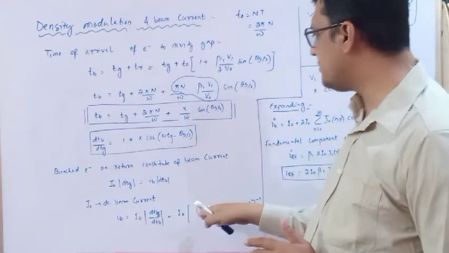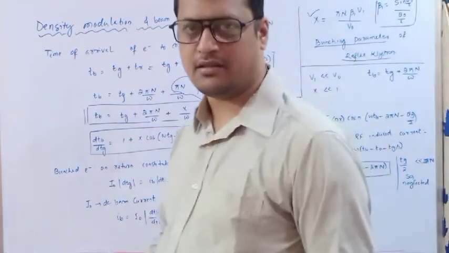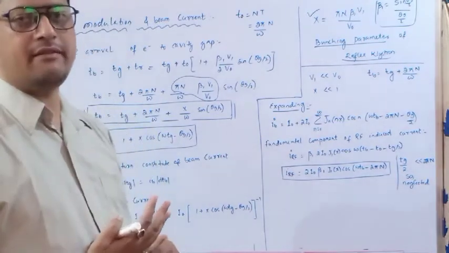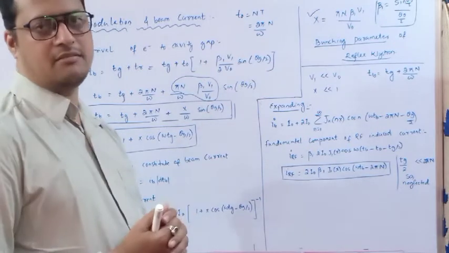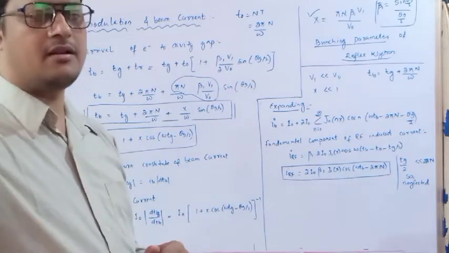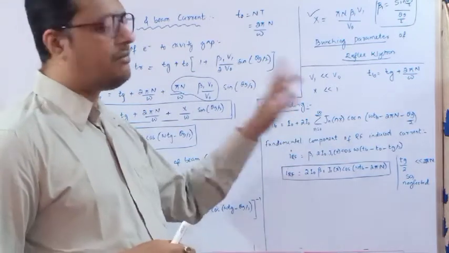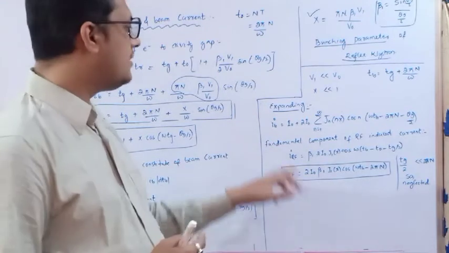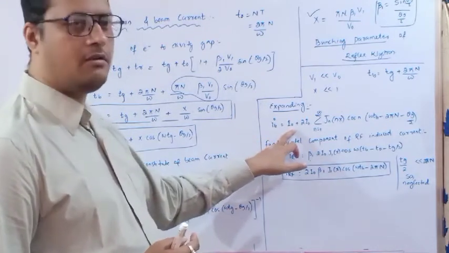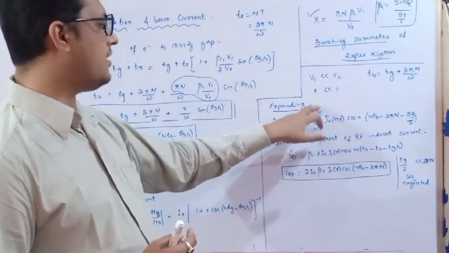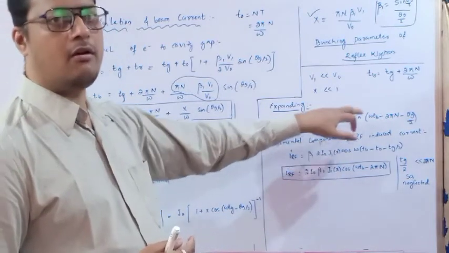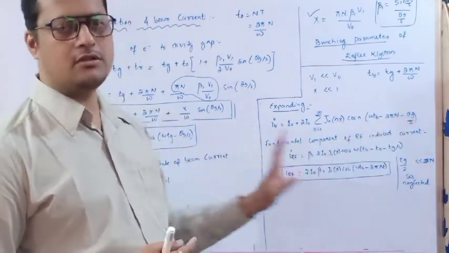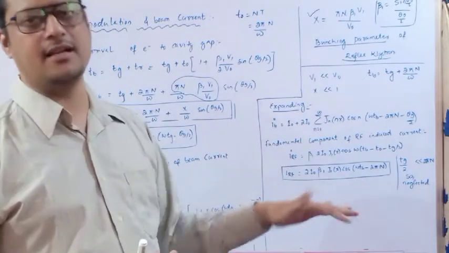Now once this IB is known, you can expand it with the help of a certain expansion. What sort of expansion? Binomial expansion. When I expand this, 1 plus x to the power minus 1, in a binomial expansion, I will get it in terms of Bessel functions. For simplification I have written here: IB is equal to I naught plus 2 I naught summation n equals 1 to infinity Jn of nx cos of omega Tb minus 2 pi n minus theta g by 2. So these are the fundamental, standard equations.